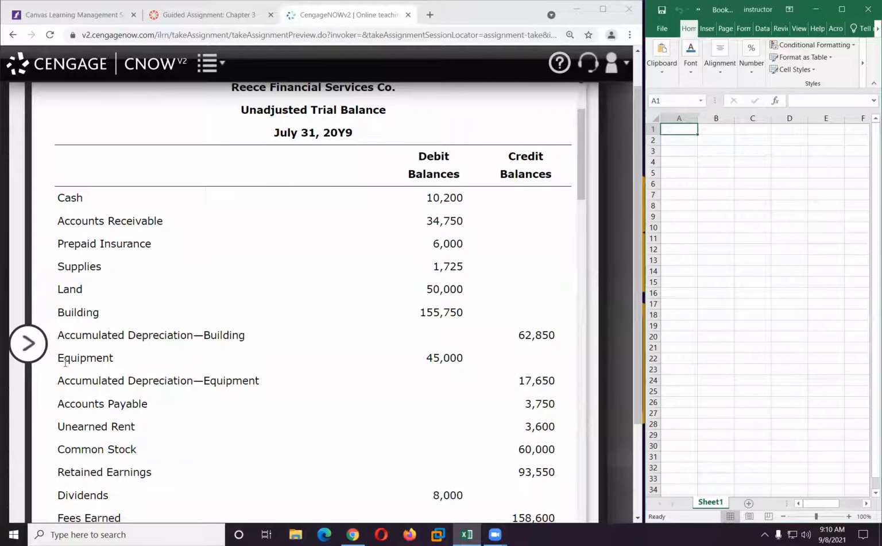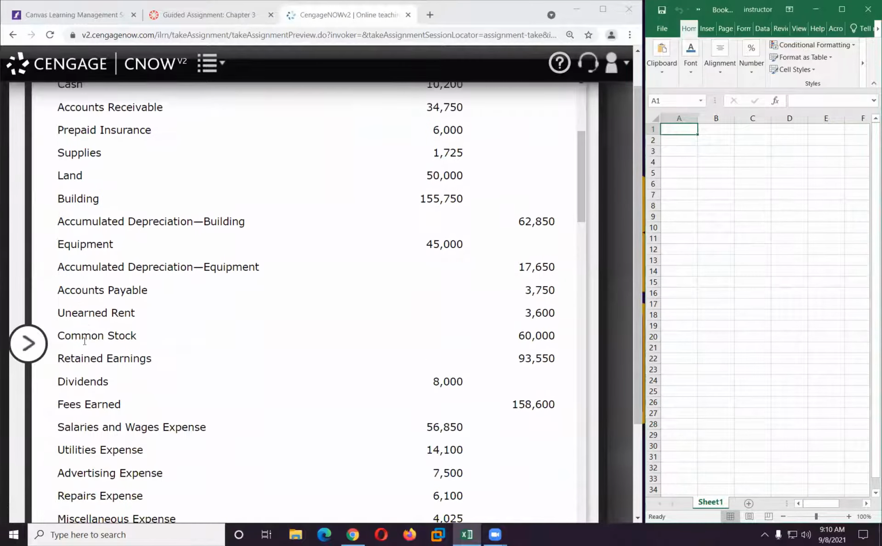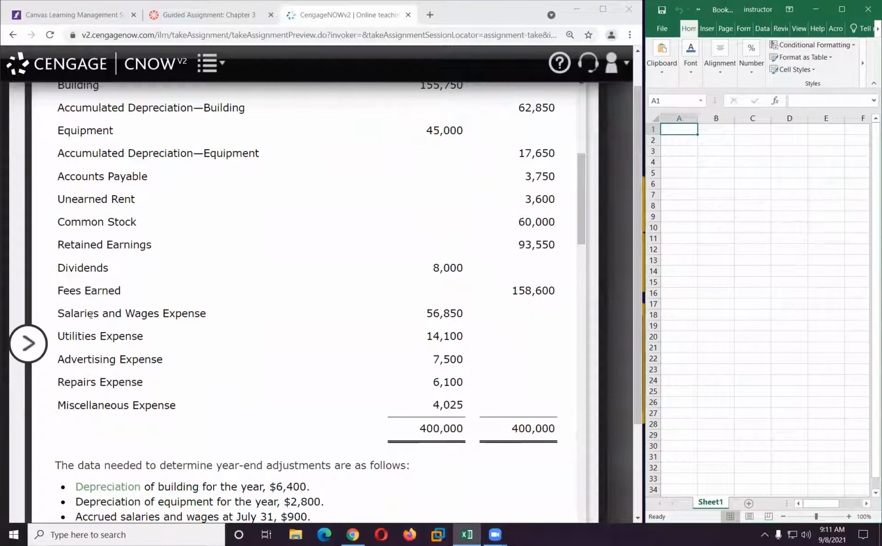We have assets, and then we have liabilities, accounts payable, unearned rent, then stockholders' equity, common stock, retained earnings, and then dividends, then revenues, and then expenses. That's always the order that a trial balance is in.